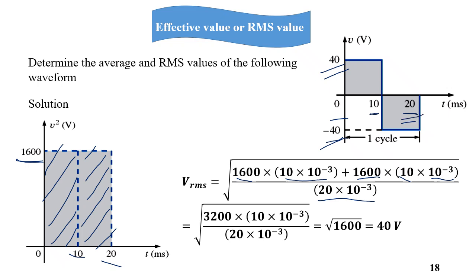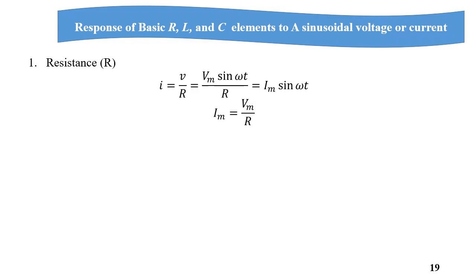Then it will be the root of 3200 times 10 power negative 3 divided by 20 times 10 power negative 3. We cancel 10 power negative 3 with 10 power negative 3, and 0 with 0. We get 3200 divided by 2, or root 1600, which is equal to 40. For the average value, it will be equal to 0, as the positive area equals the negative area.